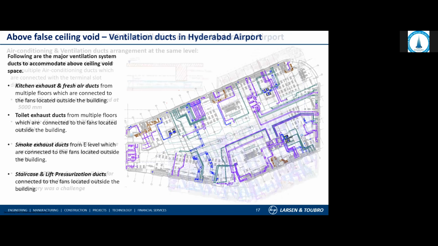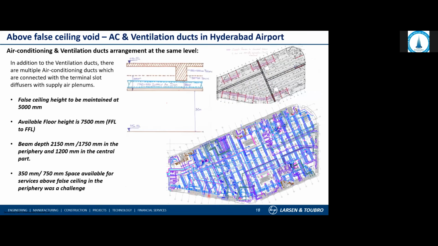Even if we incorporate the air conditioning duct on top of that, you can see in the right side picture, if you incorporate the chilled water pipe and the ducts, it's kind of a mess here. On top of this, we have to incorporate the cable trays and all other MEP services. So it's a huge task to do and get the proper false ceiling height.